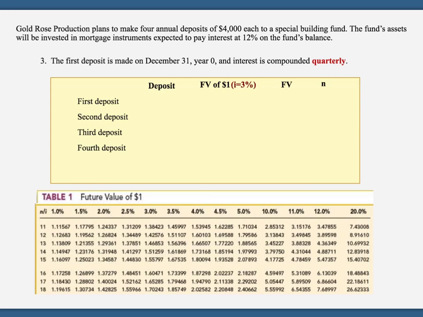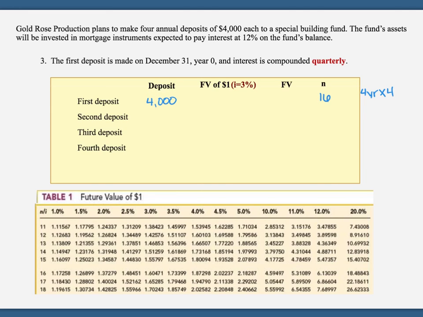So let's start with the first deposit. We know the deposit is $4,000. Then we're going to jump down here to the number of periods. So the deposit is made on December 31st, year 0. So it's made at the beginning of the period. So that means it has 4 years to accumulate over. And there's 4 quarters in each year. So we multiply by 4, and that tells us the number of periods is 16.